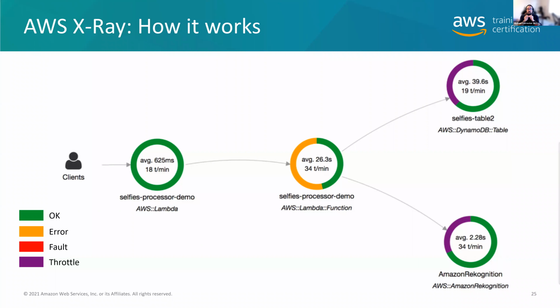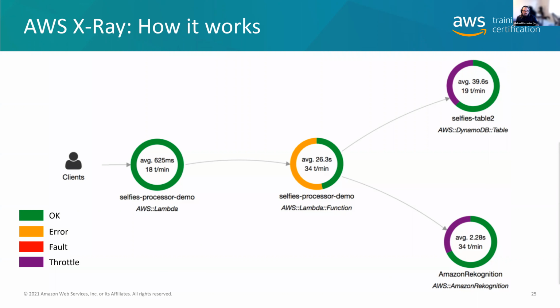X-Ray is granular, low-level performance information in real time about a single application and its workflow. Whereas CloudWatch will track every single resource you got in your environment, right? CloudWatch is just a general metrics tracker. X-Ray is a specific deep dive into an application.